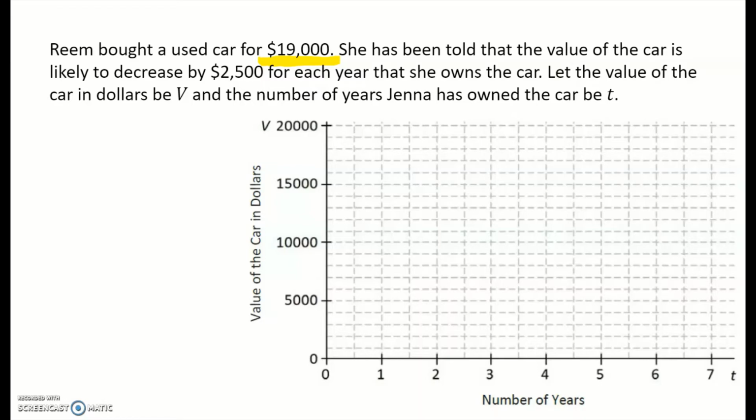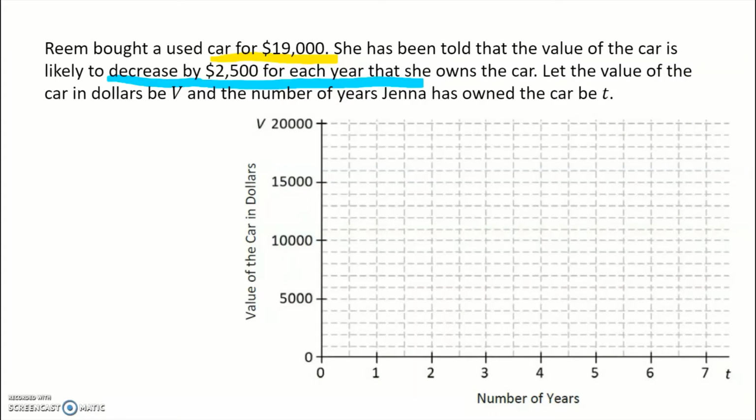Then we need to identify our rate of change. Now the rate of change is the number that goes up or down per something else happening. So this says it decreases by 2,500 for each year. That's the same as saying per year. So that's our rate of change.